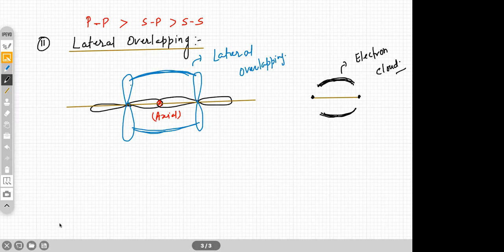Yes, it is mostly, that's right. But we cannot find out the position of an electron. That's why we draw the complete overlap and we say the electron cloud is above and below also of the sigma bond.